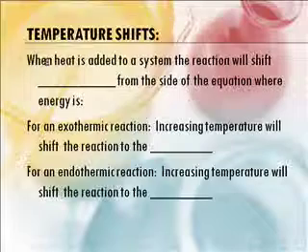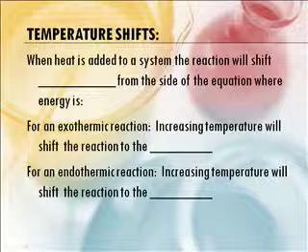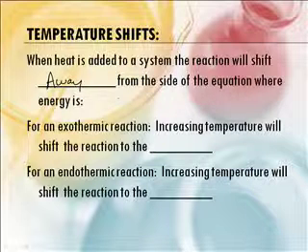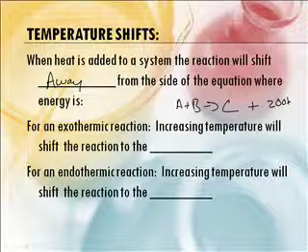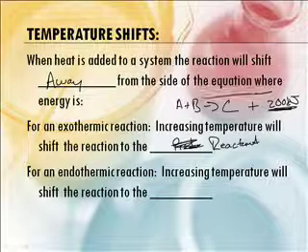Okay? Now, what about temperature shifts? When heat is added to a system, the reaction will shift away from the side of the equation where the energy is. Okay? So if you have an exothermic reaction, A plus B turns into C plus 200 kilojoules, that would be an exothermic reaction. Increasing the temperature will shift the reaction to the product side. No, that's not correct. It'll shift to the reactant side, because if you add energy, it will shift in this direction.